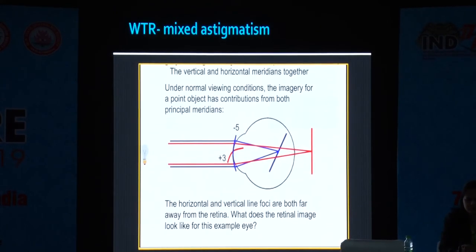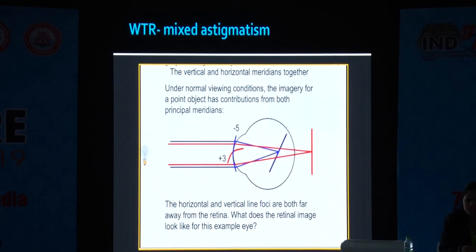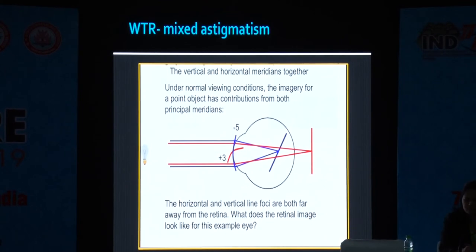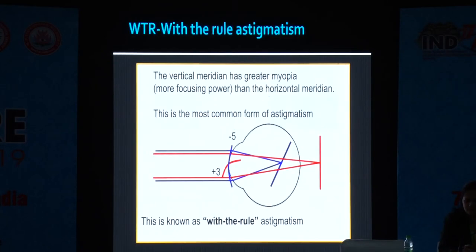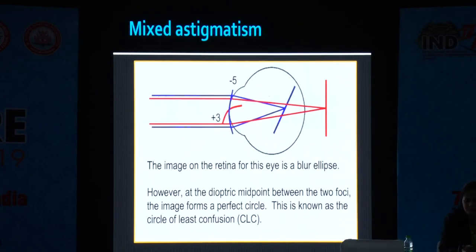This is the mixed astigmatism picture, in which the vertical meridian is steeper, therefore the blue line depicts focusing of the image in front of the retina, whereas for the flatter meridian, the red line, the image is focused behind the retina. This is the conoid of Sturm between the blue and the red hexagon. This is the structure of the rays of light that we come across.